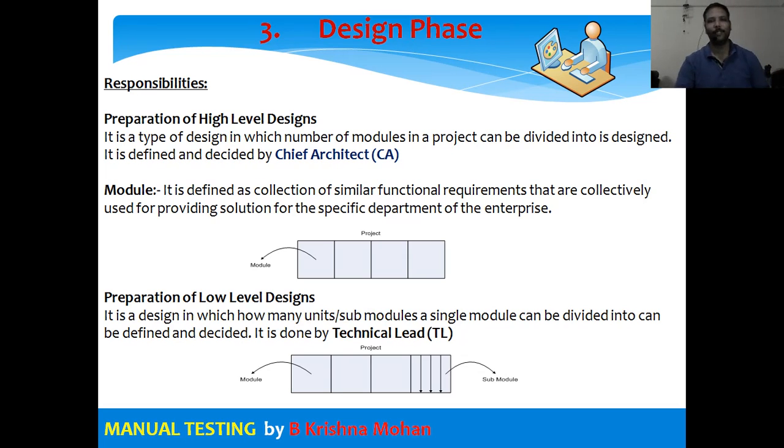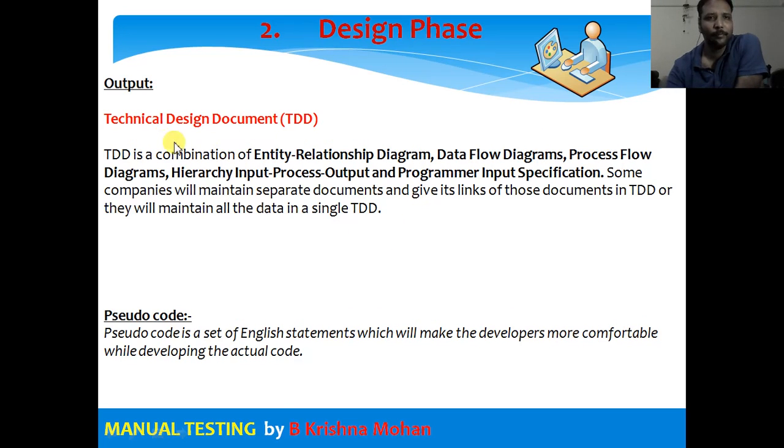A module is a collection of similar activities, a collection of similar functions. So who will be doing that? The chief architect divides the project into modules, and the technical lead divides these modules into submodules. You can see that. Then the output will be the technical design document.